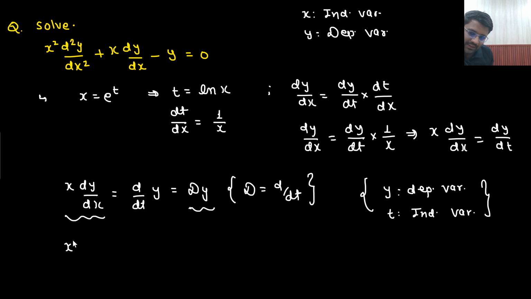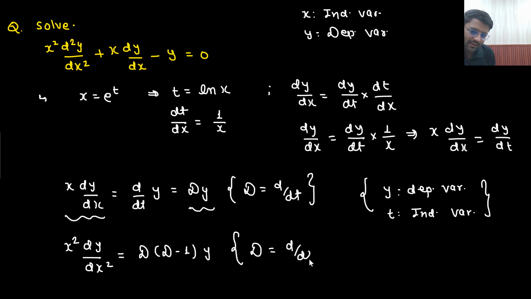What will happen with x square d square y by dx square? What will happen with this? When you do the derivation, that derivation we are not going to do. This will come out to be D into D minus 1 y. So basically this particular factor, x square d square y by dx square, will be replaced with D into D minus 1 y. What is D here? D is nothing but d by dt. So what is the conclusion?